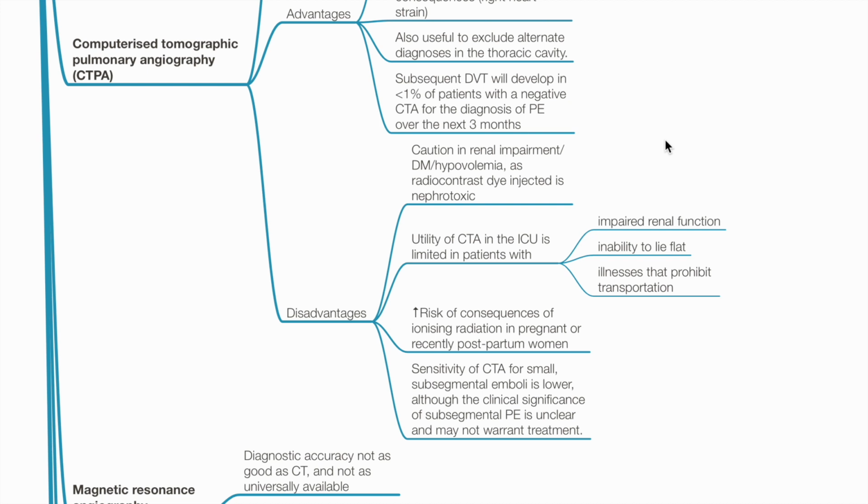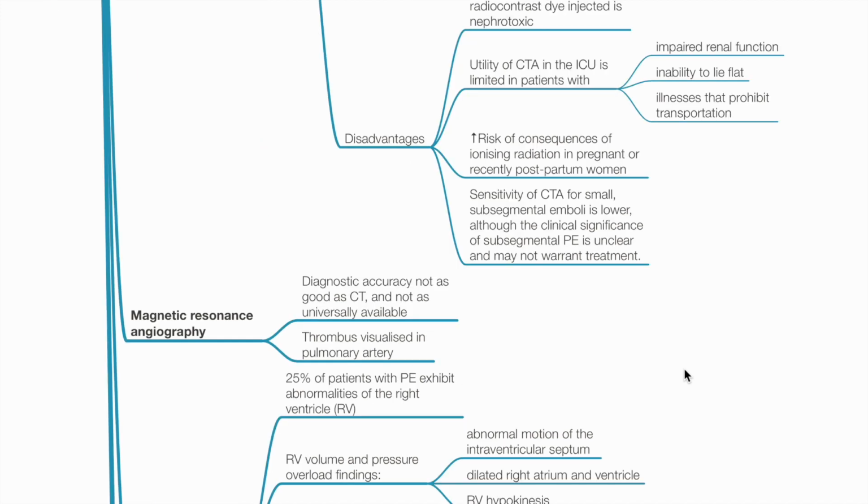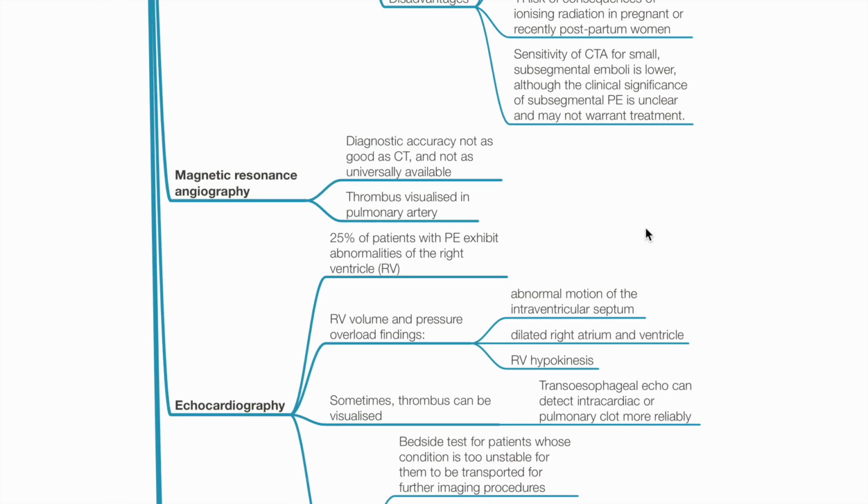Utility of CTPA in ICU is limited in patients with impaired renal function, inability to lie flat, in illnesses that prohibit transportation, and in patients who are allergic to radiocontrast. There is increased risk of consequences of ionizing radiation in pregnant or recently postpartum women, and sensitivity of CTPA for small subsegmental emboli is lower. The diagnostic accuracy of MRA is not as good as CT, and it is not universally available. Thrombus may be seen in pulmonary artery in PE.